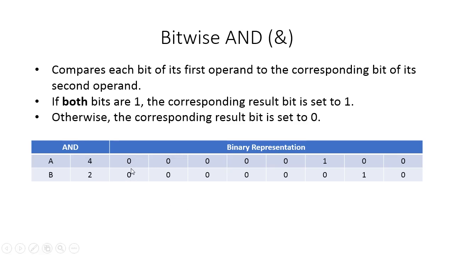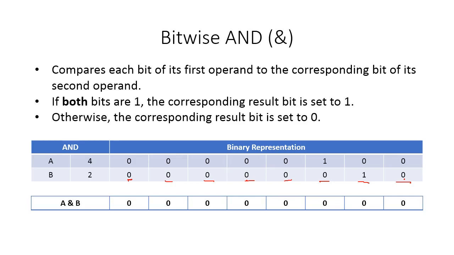Now here we have 0 and 0, right? What will the resulting bit be? It will be 0. Here again it will be 0. Here it will be 0, right? Here also it will be 0, 0. What is 1, 0? It is 0. 0, 1, again 0. 0, 0 is also 0. What will be the final result? All the bits will be 0. Even in decimal the value will be 0.